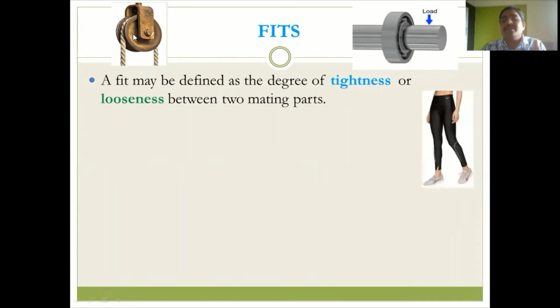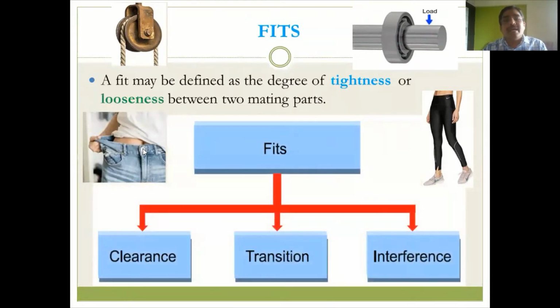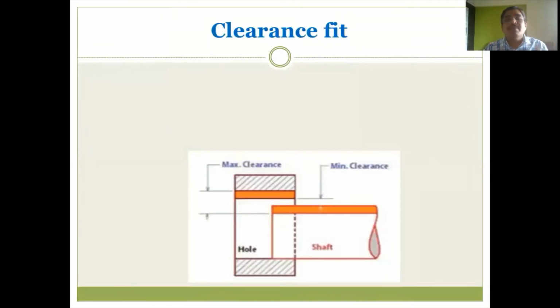Even from this diagram it is very easy to understand. It shows tightness here, and if you go to the other sketch, it shows the looseness. This is a general example given for understanding only. As far as fits are concerned, there are three types: clearance fit, transition fit and interference fit. We'll go one by one. First one is the clearance fit.